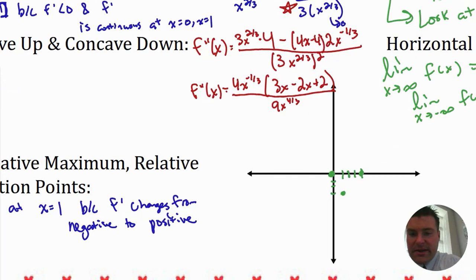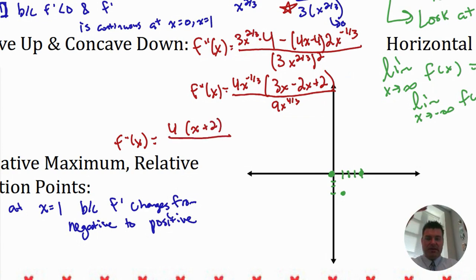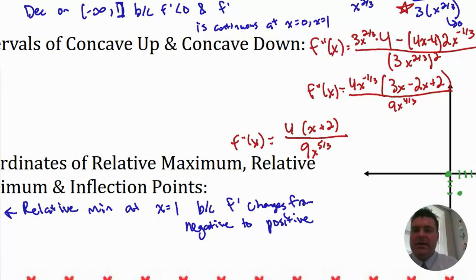One last final cleanup. I'm going to end up with the 4 on top. I'm going to have an x plus 2 on top. And then I'm going to move that x to the negative 1/3 to the bottom. So I'm going to get 9x to the 5/3. Just a little bit of algebraic cleanup. And then when we're here, let's go ahead and make our sign chart.